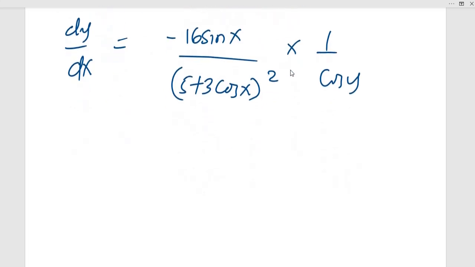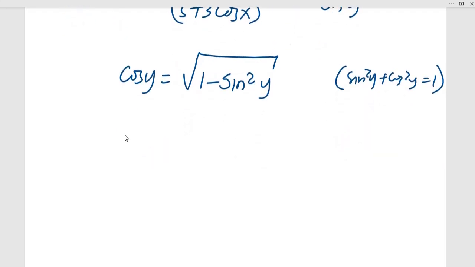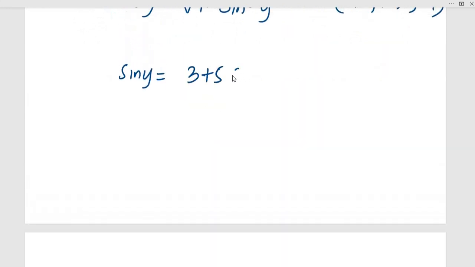So what is cos y? First of all, from the first identity of trigonometry, we know cos y is equal to the square root of 1 minus sine squared y, coming from the fact that sine squared y plus cos squared y is equal to 1. So I make cos y the subject of the formula and bring it in here. But what is sine y first of all? Our sine y is this expression which we have here, (3 plus 5 cos x) divided by (5 plus 3 cos x).